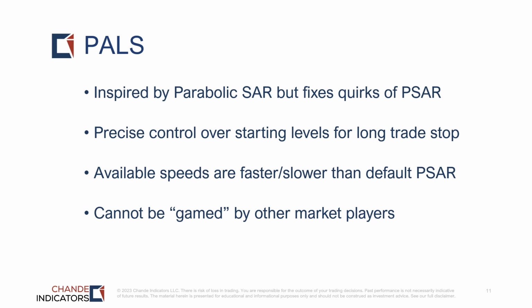So PALS is inspired by the parabolic SAR but fixes some of its quirks. Number one, it gives you precise control over starting levels. For long side trades, it's much cleaner to see and uncluttered. The available speeds are both faster and slower than the default parabolic SAR, so you have more control on how you want to manage open trade equity. The main advantage is that you can create unique stops that cannot be gamed or manipulated by other market players.